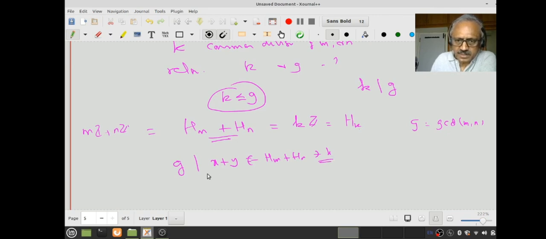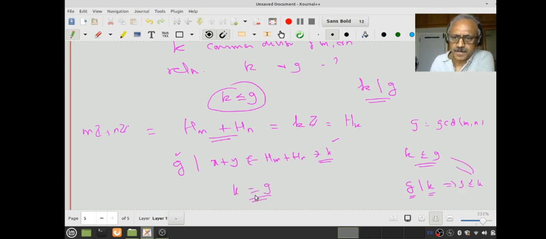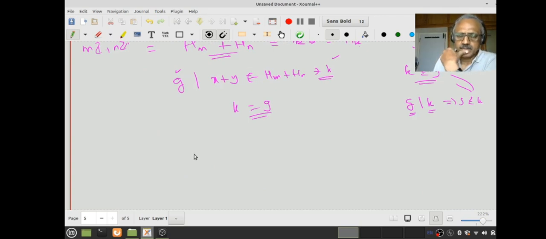Notice that both are non-negative. So I know k divides G, and k is less than or equal to G, which I already concluded. Whereas G divides k, but both are natural numbers. Therefore G must be less than or equal to k. So these two imply k must be equal to G. So what have we shown? We have shown that mz plus nz equals dz, where d is the greatest common divisor of m and n.